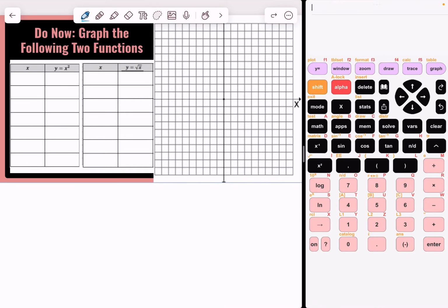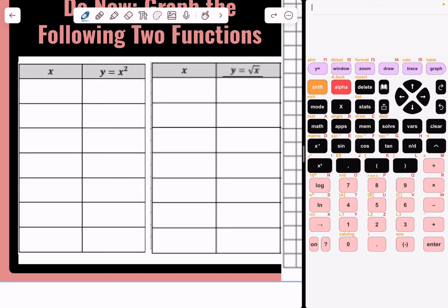Alrighty, let's get started on this lesson. We are going to be graphing the following two functions. So first we are just going to graph this typical quadratic that we should know how to graph, x squared.